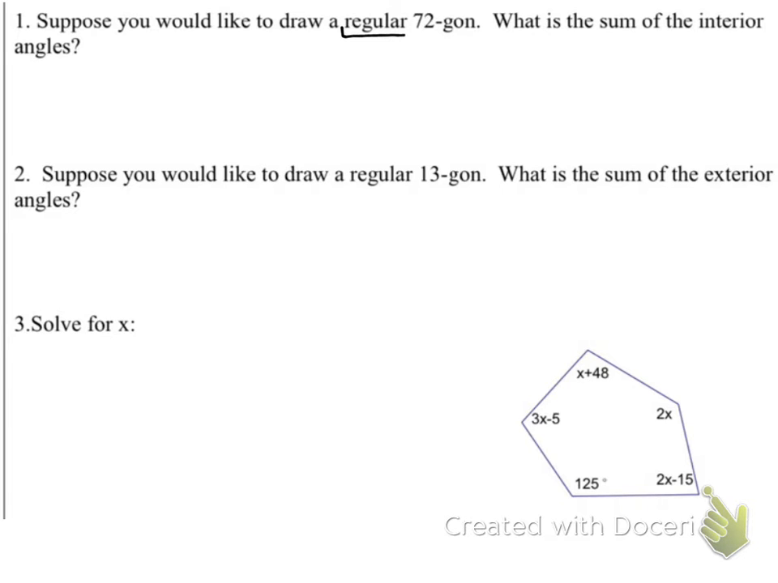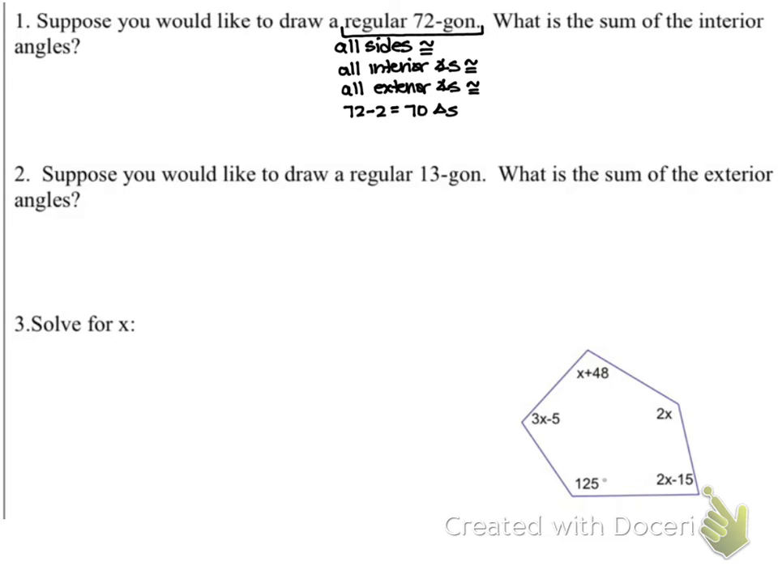With this regular 72-gon, that means all sides congruent, all interior angles congruent, because it's regular, all exterior angles congruent, and think about how many triangles I could draw in this. So I could chop this up into 72 minus 2, so 70 triangles if I dissected it, so chopped it up into pieces.